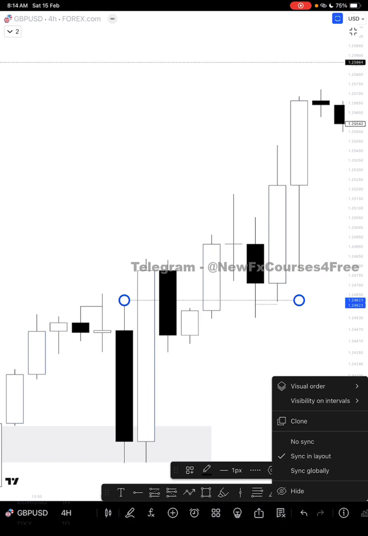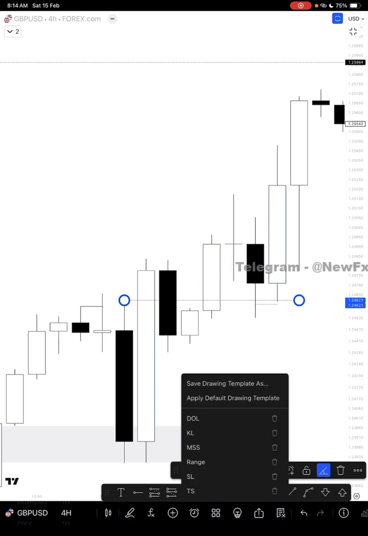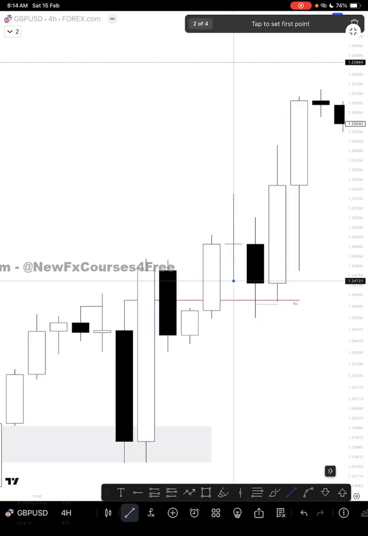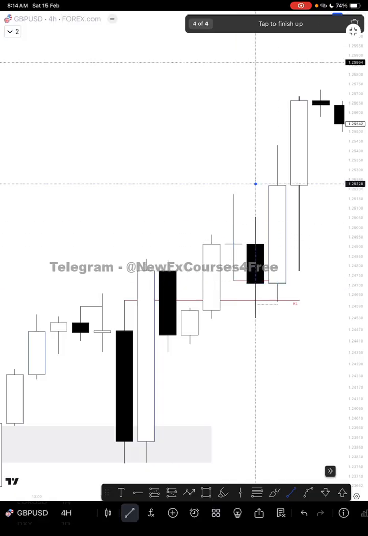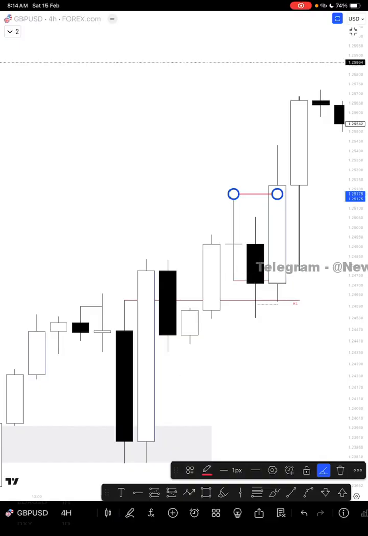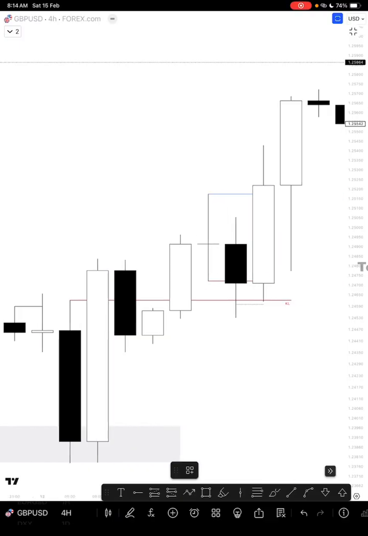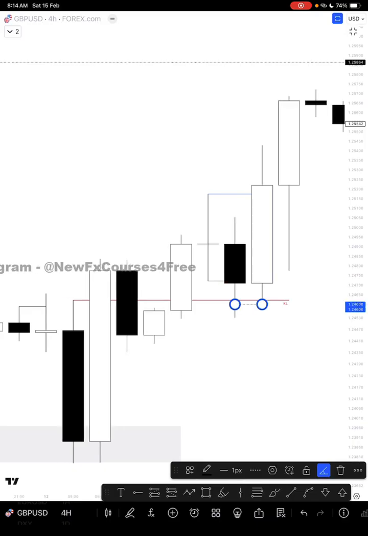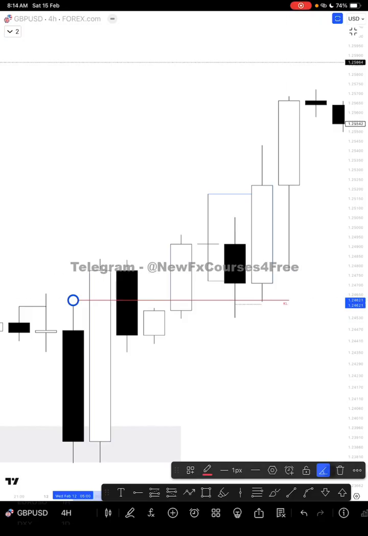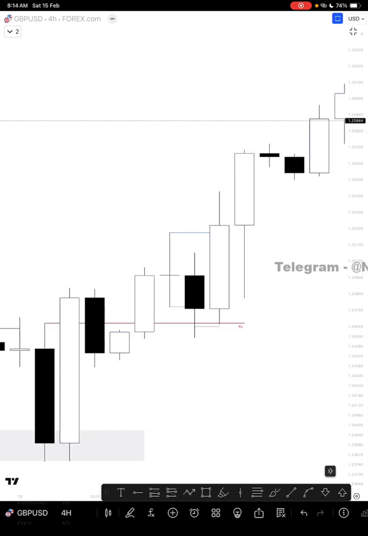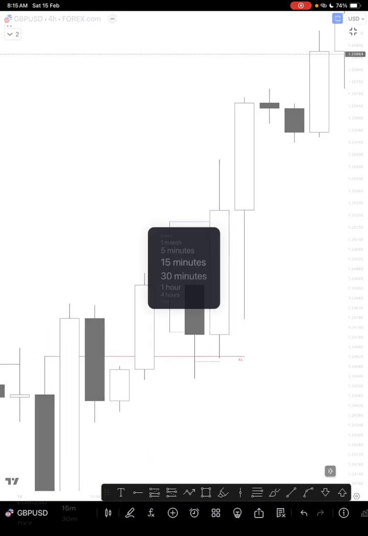So yeah, we got our key level, and if you look closely, we got our candle range high and candle range low over here. Draw on liquidity and range low. So from the 4 hour time frame, you actually go to the 15-minute time frame.